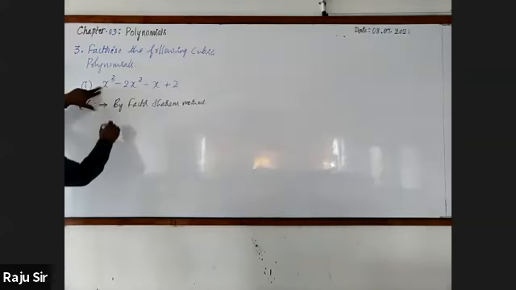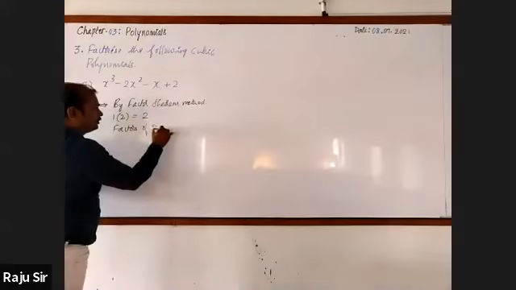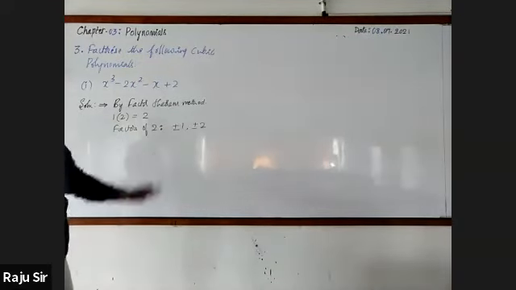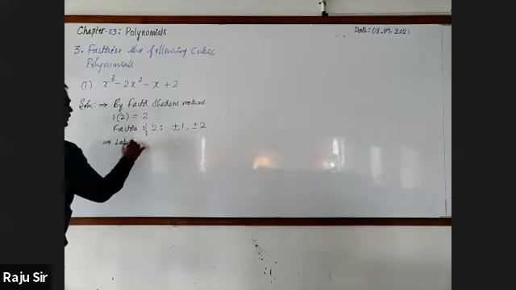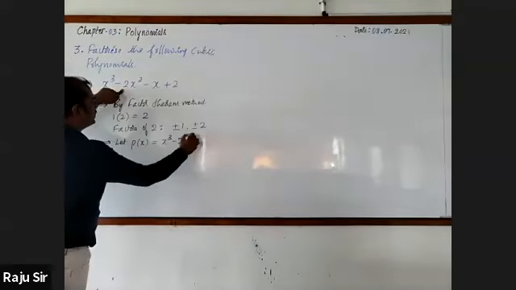In this, take 1 and then 2. Now find all the factors of 2. What are the factors of 2? 1 and 2. Plus or minus 1, plus or minus 2. Then write the given polynomial as P of x. P of x is equal to x cubed minus 2x squared minus x plus 2.